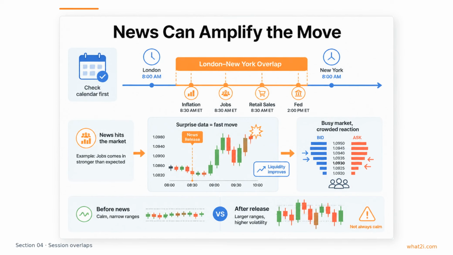News can amplify overlap conditions dramatically because many important US releases arrive during this window. When surprise data hits a market that is already busy, price can move sharply in a very short time. Liquidity may be good, but the experience does not always feel calm because many traders are reacting at once. That can create crowded moves, faster pricing, and temporary spikes in volatility or spreads.